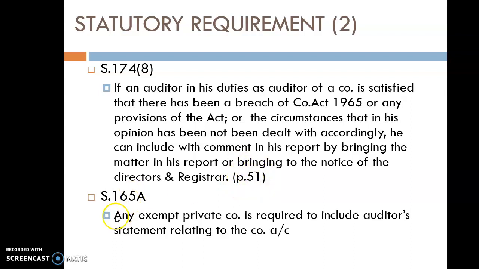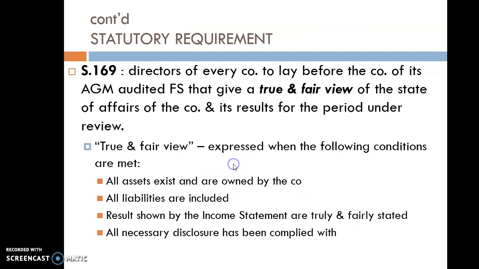Then section 165E: any exempt private company is required to include an auditor's statement related to the company accounts. Section 169 states that the directors of every company must lay before the company at its annual general meeting audited financial statements that give a true and fair view of the state of affairs of the company. What does true and fair view mean? True and fair view is expressed when the following conditions are met.